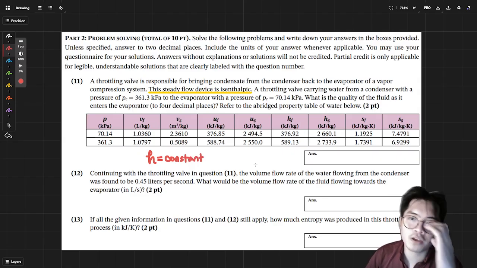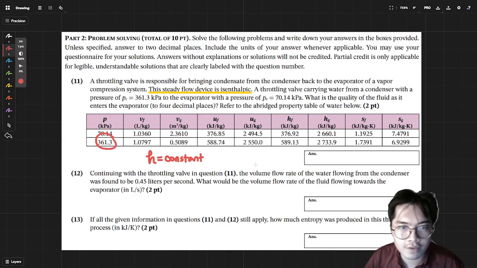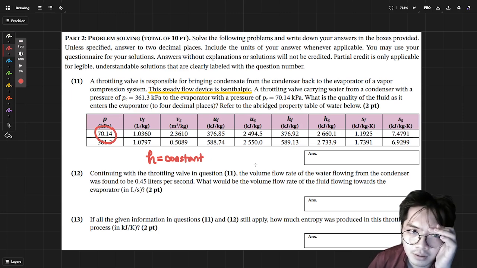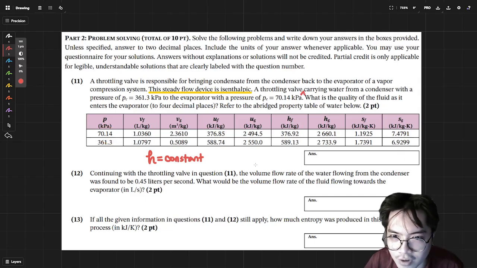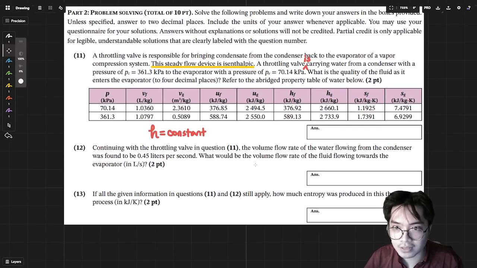A throttling valve carrying water from a condenser with a pressure of PC equal to 361.3 kPa, to the evaporator with a pressure of 70.14 kPa. Oh, I have a grammar error. I should have included here: a throttling valve is carrying water. Anyway, what is the quality of the fluid as it enters the evaporator to 4 decimal places?